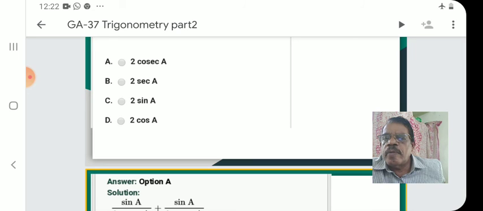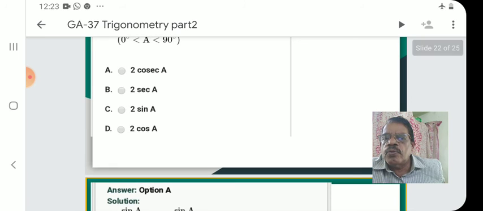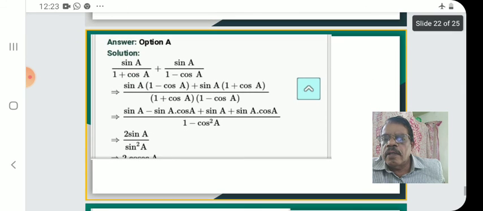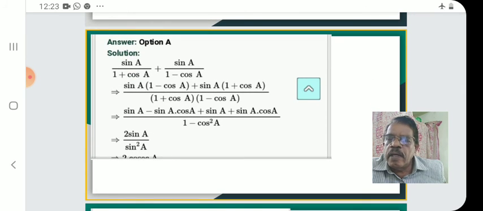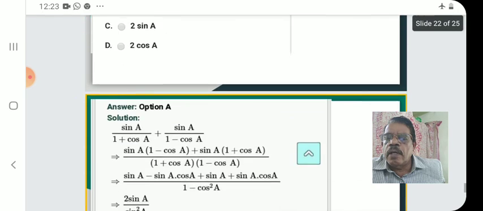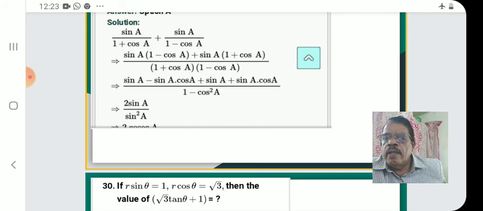That is 2 by sin A is 2 cosec A. 1 by sin A is cosec A. So 2 cosec A does not appear here; you read it as 2 cosec A last. Answer is A, 2 cosec A. 1 by 2 into 1 by sin A, 2 into 1 by sin A is 2 cosec A. Cosec A, you write clearly. 2 cosec A.